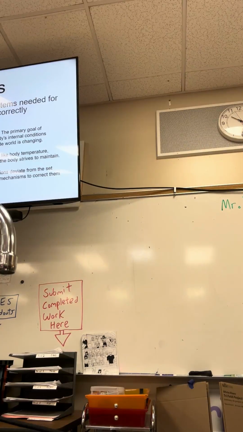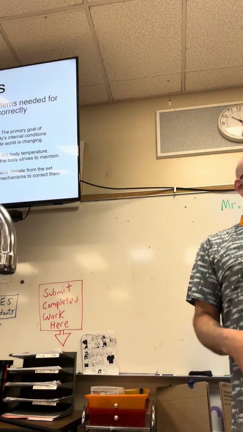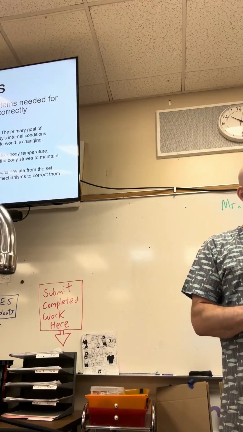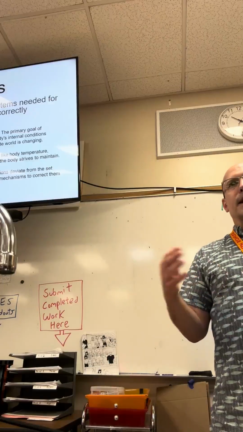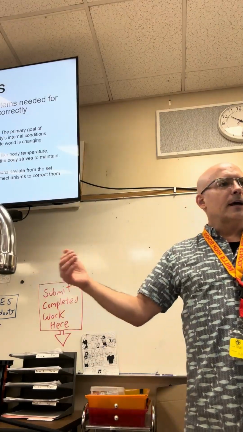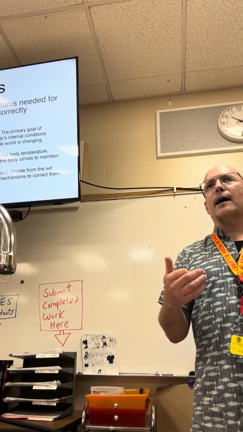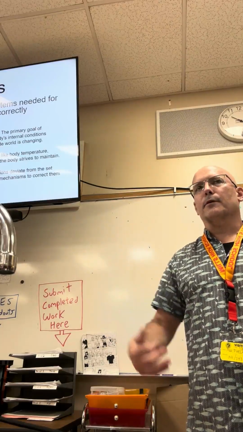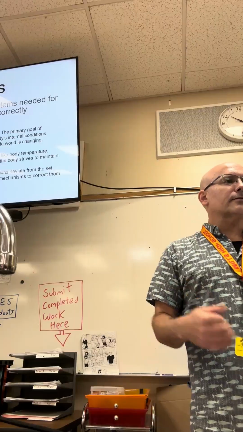And then the last point is the feedback loops. So feedback loops are a way to get us back to where we want to be. So conditions deviate from the set point. This is really hot outside. And then we have feedback mechanisms to allow us to, if we need to, lower our body temperature, right? Like sweating, for example. So those are 3 key points.